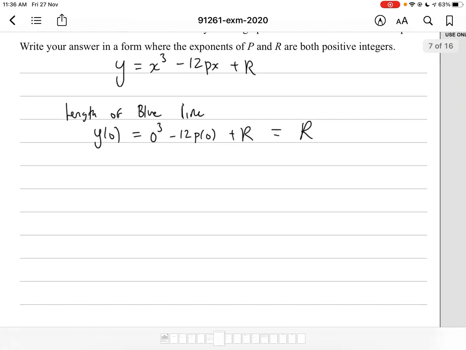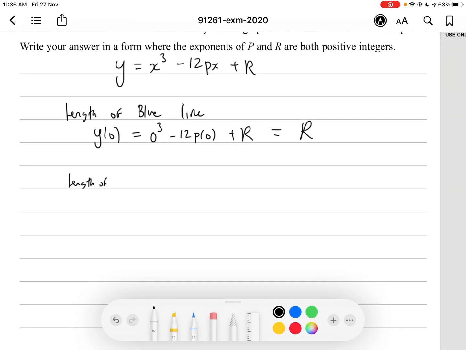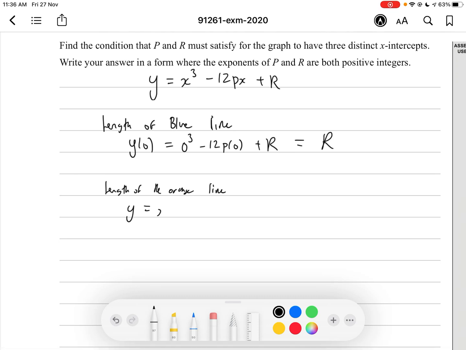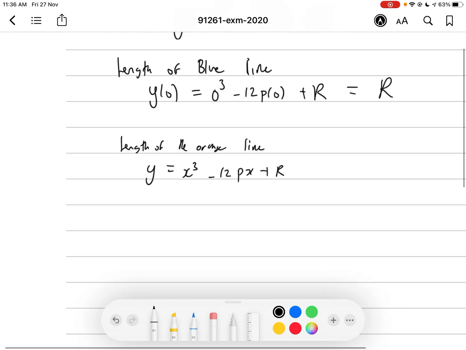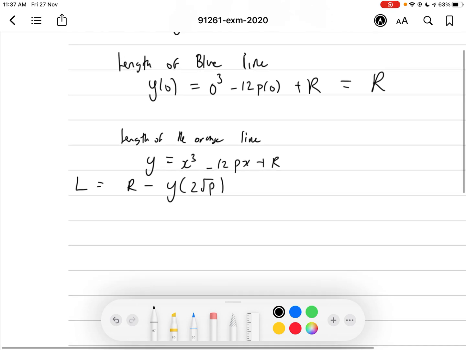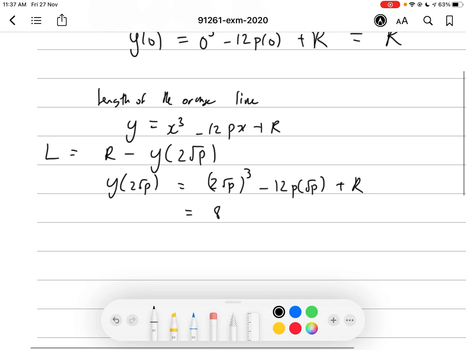So for the length of the orange line, we know that y equals x cubed minus 12px plus r. Let's try for point C. Point C, our one was y of 2 root p, and it was r minus that. So that's our length. So y of 2 root p equals 2 root p to the power of 3 minus 12p times root p plus r. In this case, this gives us 8, and then root p to the power 3, we can just write as p to the power 1.5, minus 12p to the power 1.5 plus r.